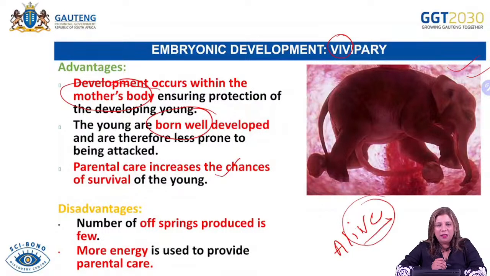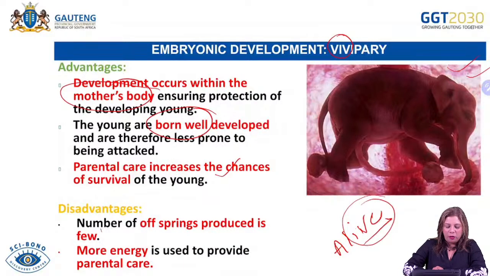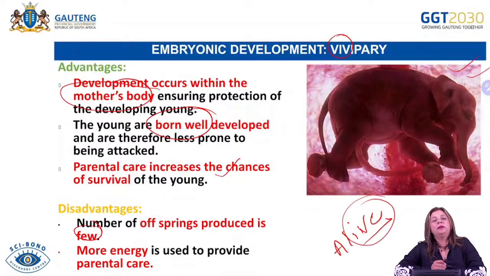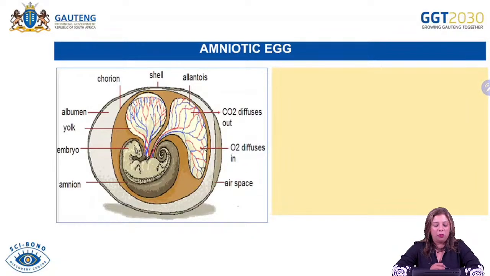The disadvantages of vivipary, you have a fewer number of offspring. And remember, it involves parental care. So parental care takes energy, okay, because you need to feed the offspring, you need to make sure that they are warm and all of those.